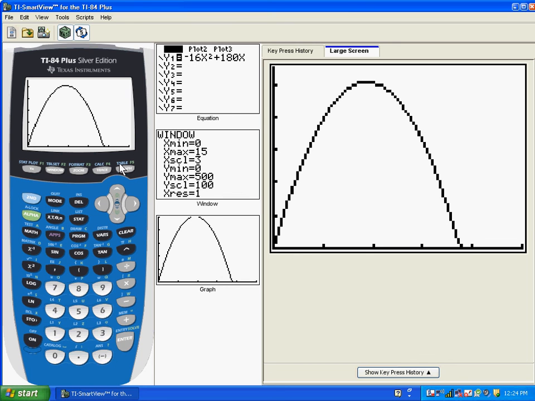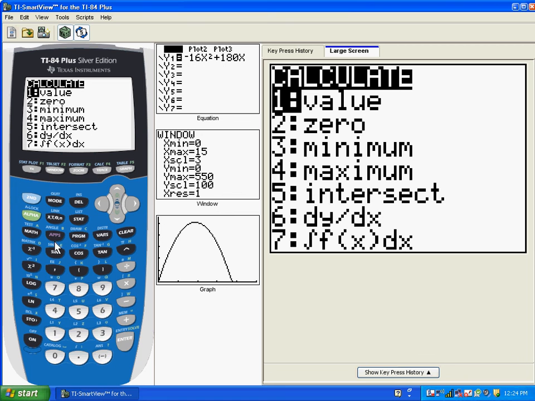Very good coverage there. Now, Brittany, as an added bonus, could you show me the process by which we could find that maximum without tracing? Let's say we hit second and calculate, which is right above trace, next one over to the right. There you go. Now, what we're looking for here is number 4, a maximum.